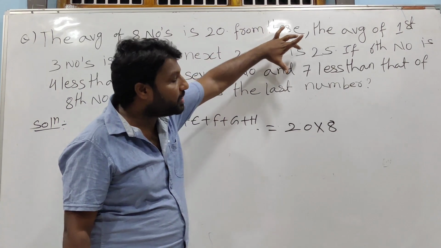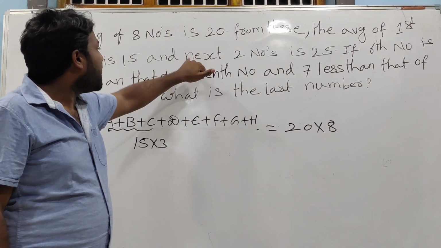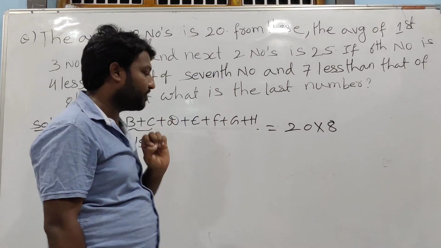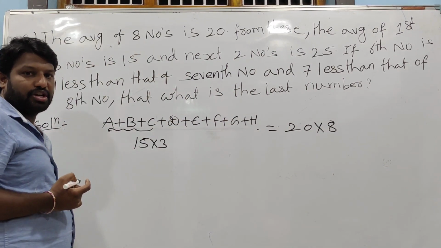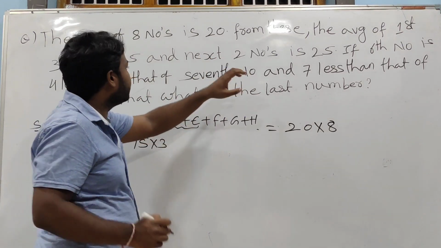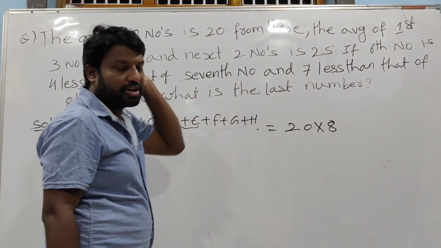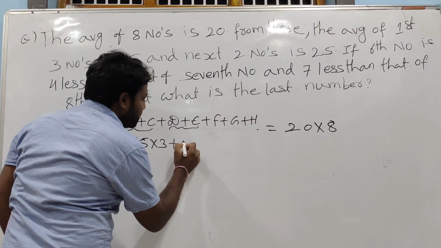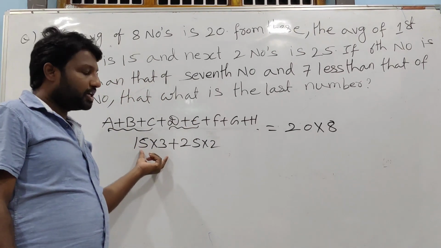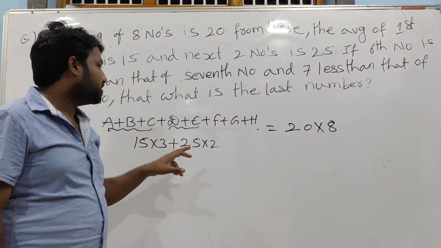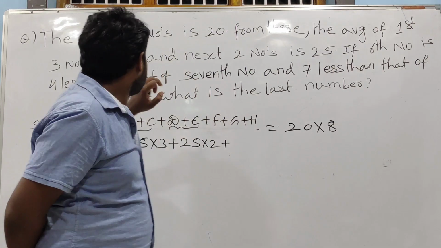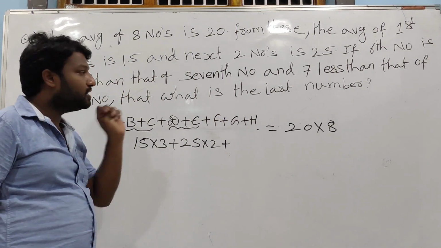And next 2 numbers average is 25. So next 2 numbers average is 25 means what will be the sum? Sum is nothing but average into number of observations. So average is 25, so 25 into 2. So next 2 numbers sum is 25 into 2. Okay. So this is the sum of first 3 numbers and next 2 numbers.